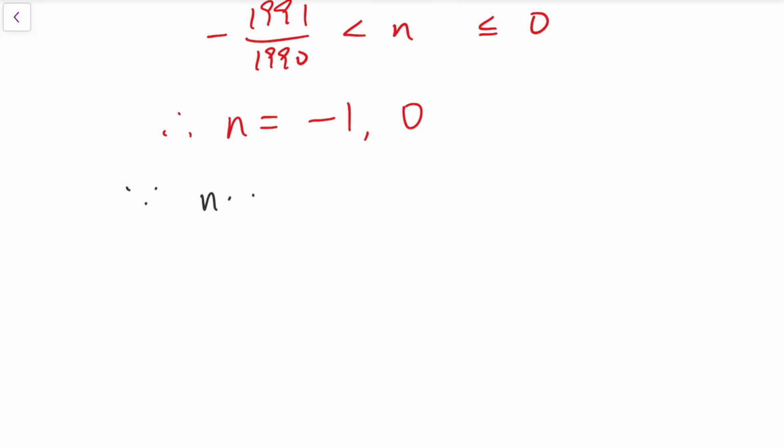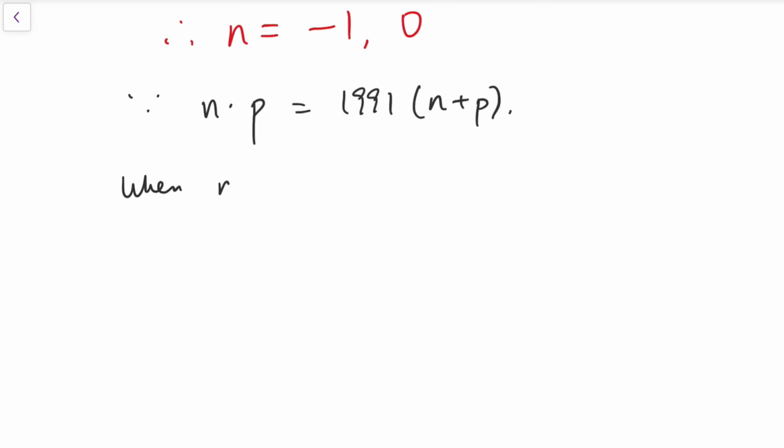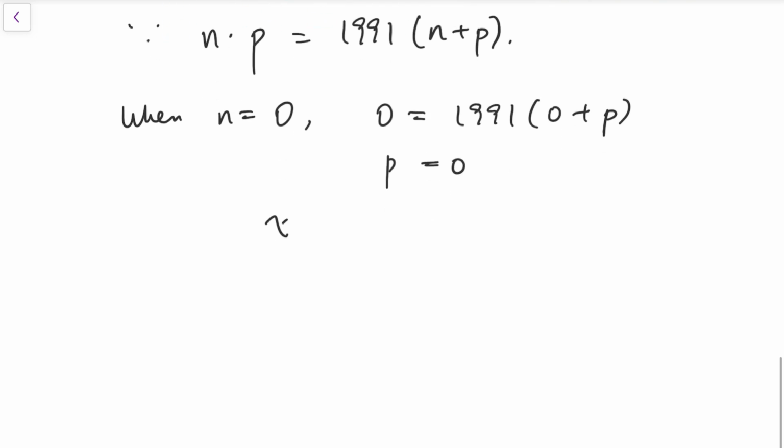Since we know that n times p equals 1991 times n plus p, we can do that one by one. When n equals 0, then we know 0 equals 1991 times 0 plus p. That means p equals 0. And from this we know x is just n plus p, and that's 0.